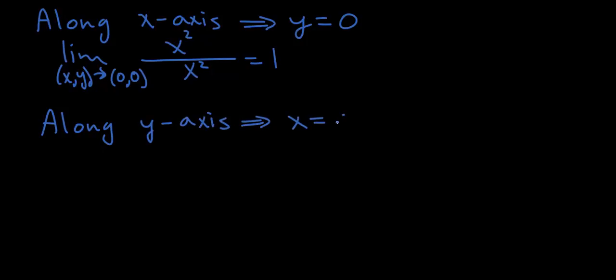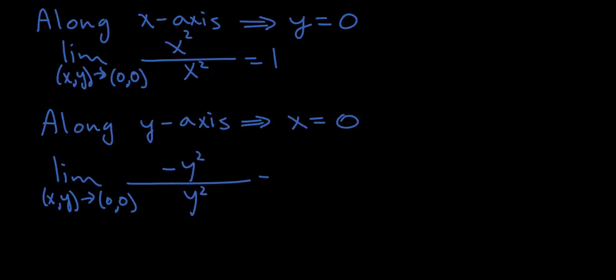And that means that x is equal to 0. So here's what we've got then. We've got the limit as (x, y) goes to (0, 0), and our function is now negative y squared over y squared, which is negative 1. Now, 1 and negative 1 are different. So apparently, it matters which way we approach (0, 0). So we would say that that limit does not exist because we found two paths that give different values. Therefore, the limit is not going to exist.